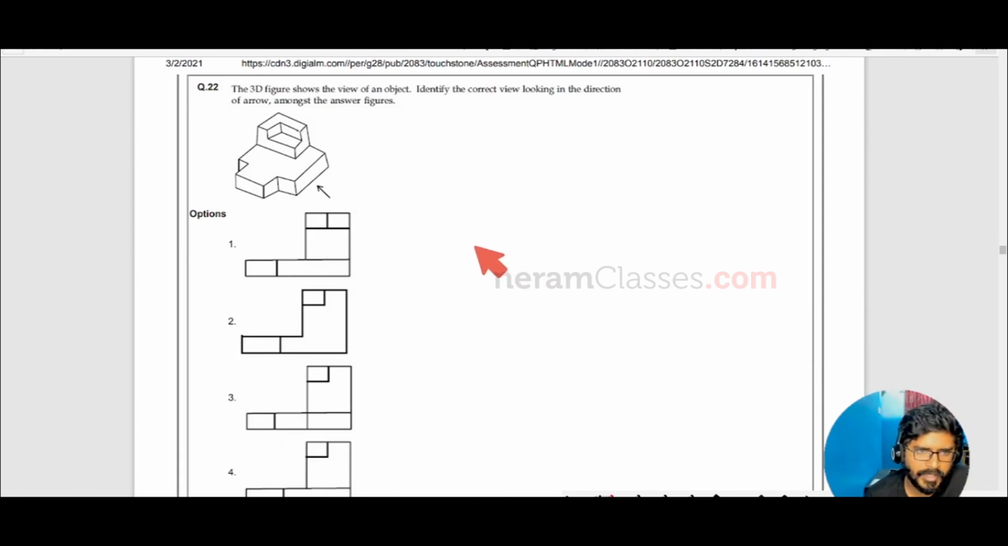Now question number 22. There is a 3D figure and we need to find out the elevation from the arrow direction. We can easily filter out some of the options. Here we can see there is a clear L shape, but we don't find it here. We have a line here, so option 1 is the wrong answer. Here we must have this line, because we have it in the 3D figure, but we don't find any line here, so option 2 is also the wrong answer. The answer has to be between 3 or 4.